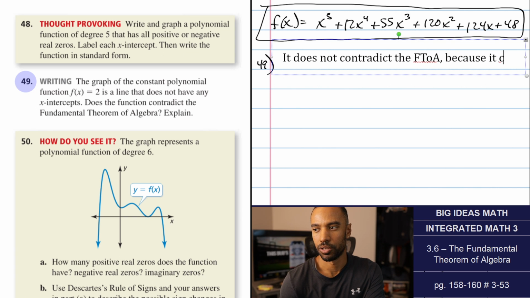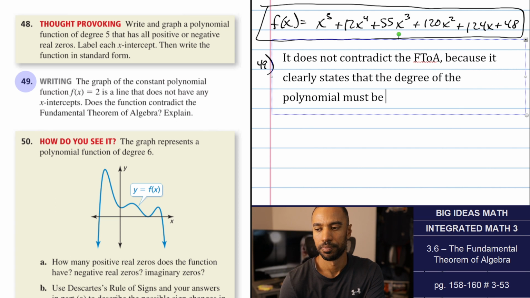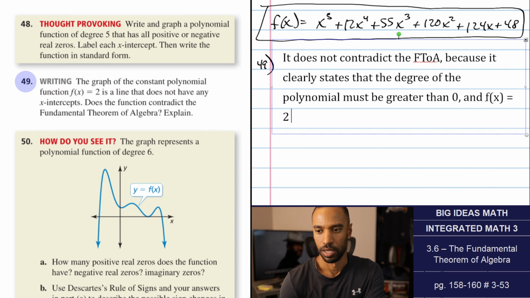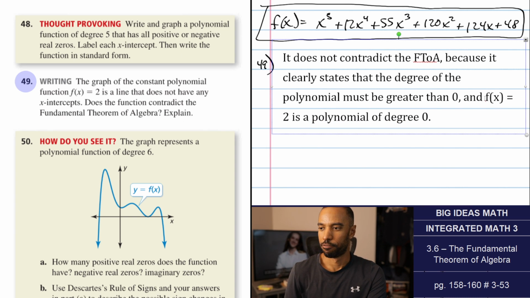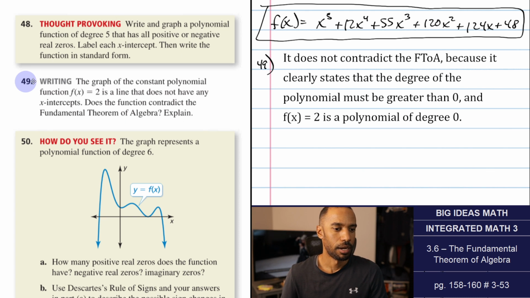Because it clearly states that the degree of the polynomial must be greater than 0. And f of x equals 2 is a polynomial, but of degree 0. So, therefore, we are all good.